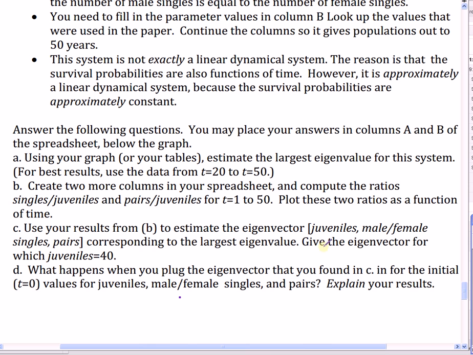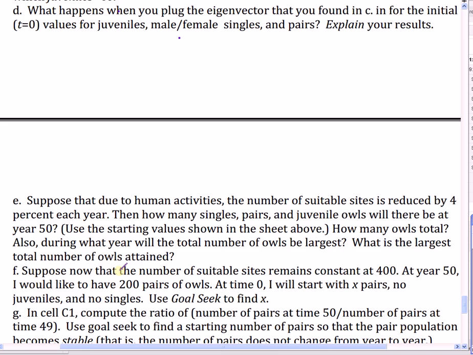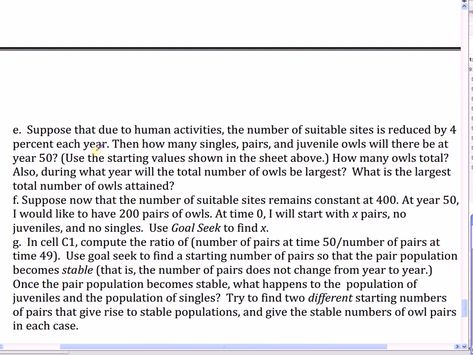Okay. So you can get an eigenvector for which juveniles equals 40. Now remember, if you take the eigenvector, you can always multiply it by a constant, and it's still an eigenvector. So I want you to take the eigenvector that you find and multiply it by a constant so that the juveniles component is equal to 40. Okay, and then the question about what happens when you plug in something. And then here's also another question where you have to change the numbers.